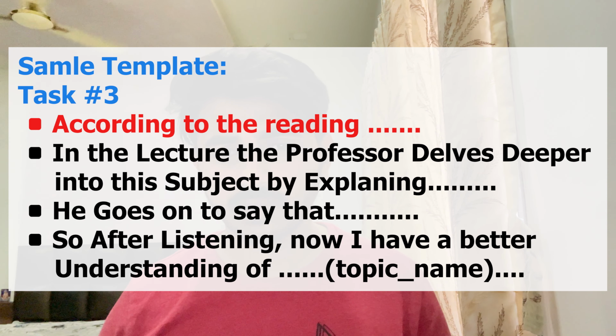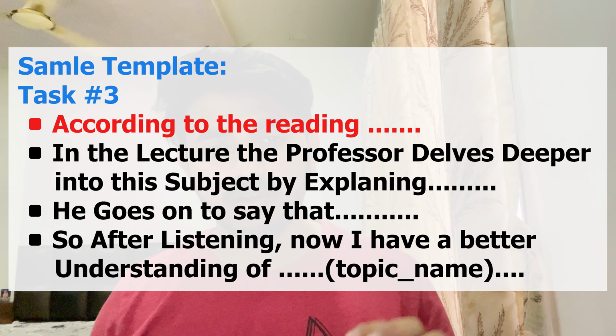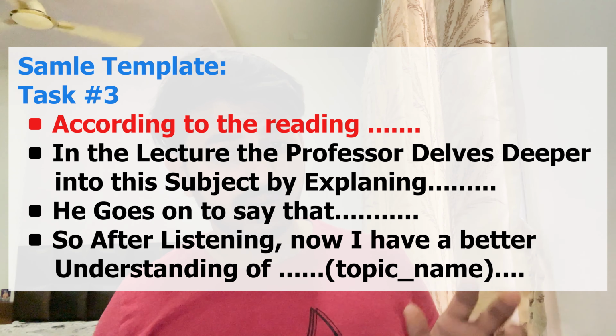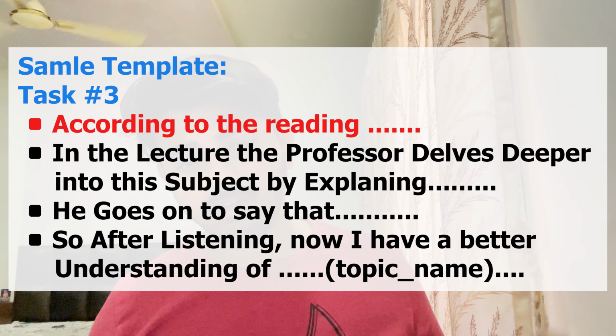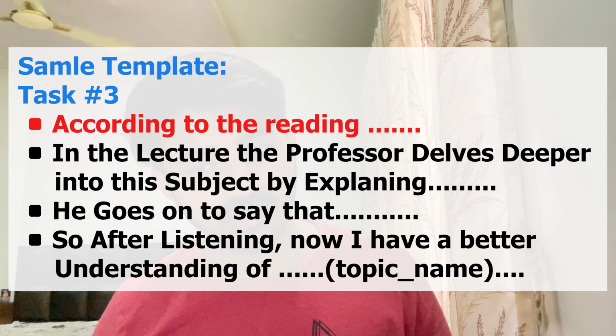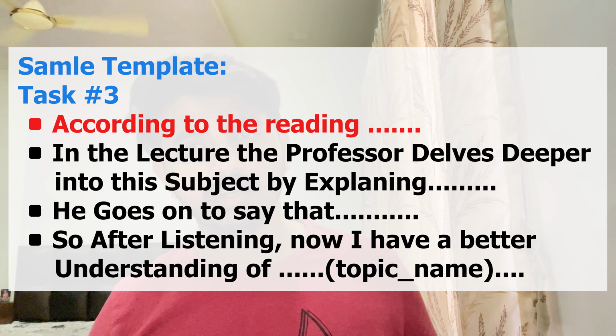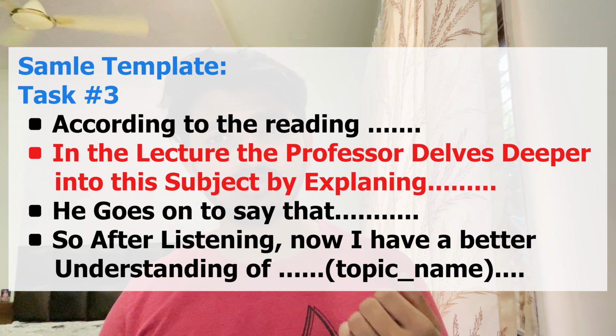Start off by saying, according to the reading, mention the topic. One tip, write down the topic name when you are reading and also what it is about. It will be stated in the first 2 lines of the reading. Just Ctrl C, Ctrl V it into the paper where you are taking notes. Then come to the next point.